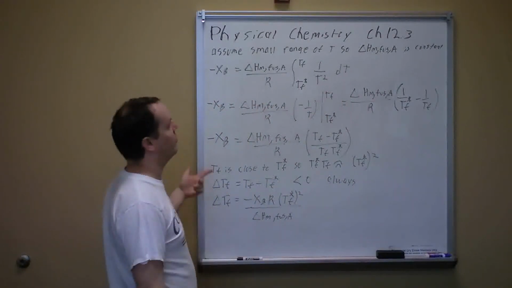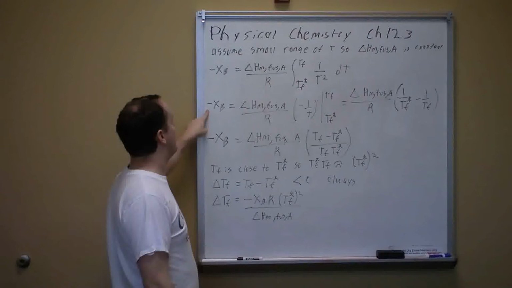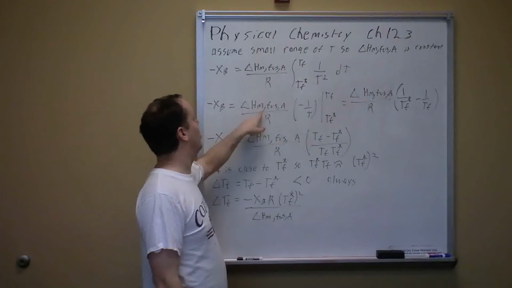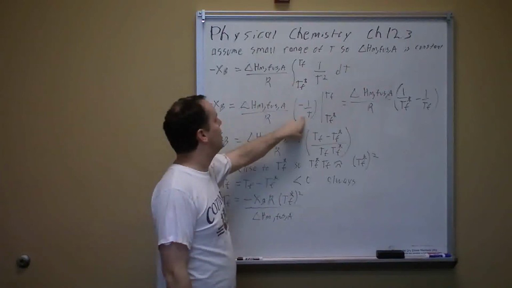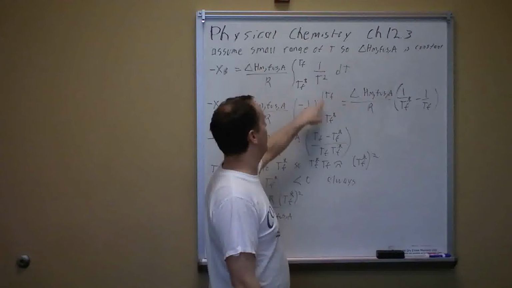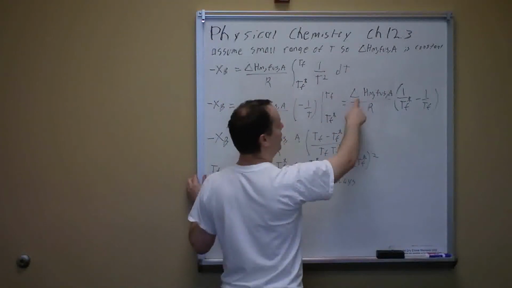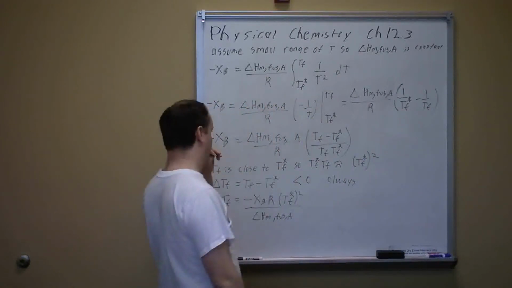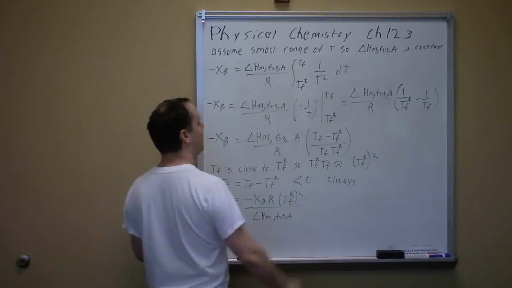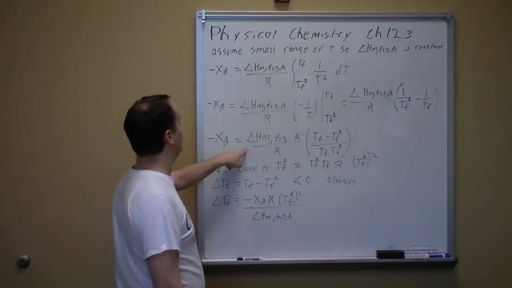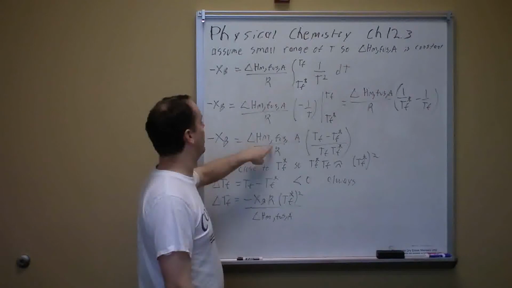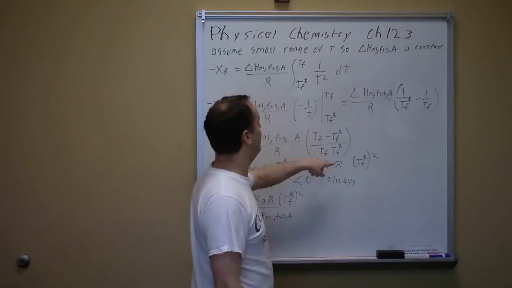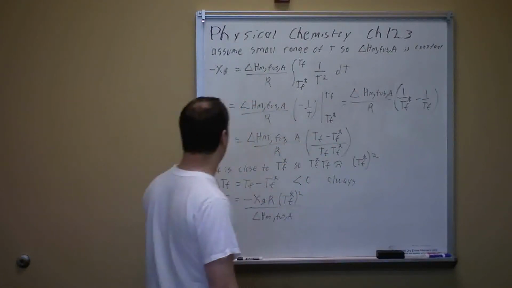Remember, we showed we're going to replace just T with TF, or TF with T. So we're going to have minus the mole fraction of B is equal to the change in molar enthalpy of fusion of A divided by R times minus 1 over T evaluated from TF star to TF. So that just gives us delta H molar fusion of A divided by R times 1 over TF star minus 1 over TF. We want to just do a common denominator here. So that gives us minus the mole fraction of B is equal to the change in the molar enthalpy of fusion of substance A divided by R times TF minus TF star divided by TF times TF star.